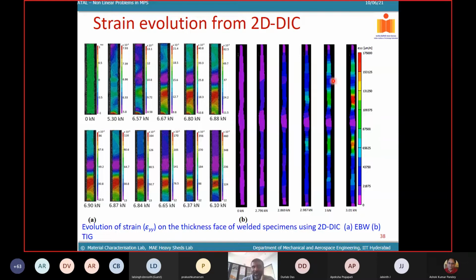That's the advantage you have, and you can see that as you keep applying the load, this is your fusion zone. The fusion zone experiences lower strain levels, whereas your base metal experiences higher strain levels, and the final fracture would always be away from the fusion zone, typically in the base metal. That means the weld seems to be perfect.